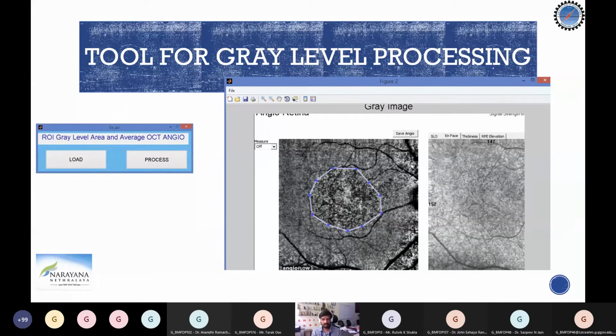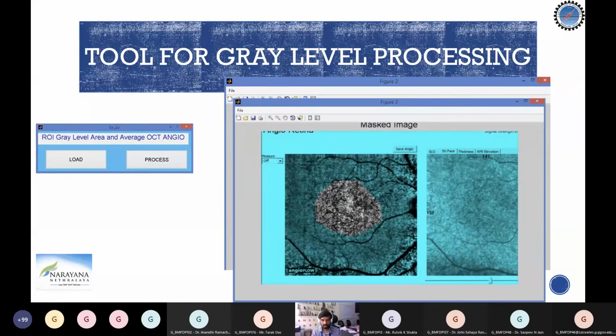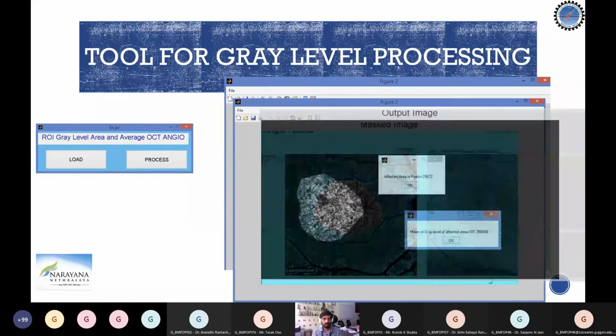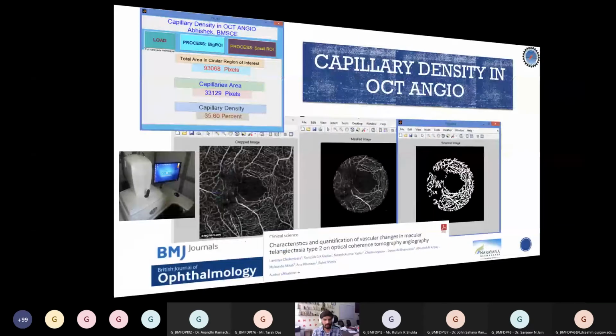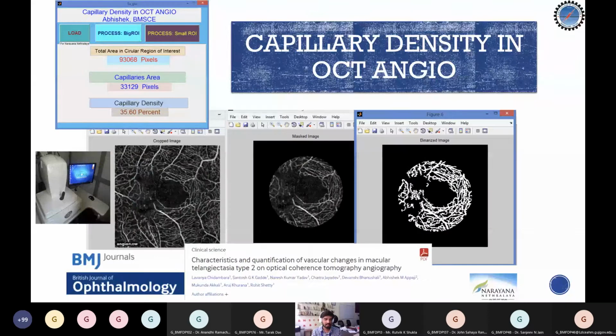With these images, they wanted to take one particular part, the middle part, what you can see, and find out the area, the gray level area, how much is the affected pixel, how much is the total area, and so on. We did a couple of such analyses, and we got published in one of the very famous journals in ophthalmology, the British Journal of Ophthalmology. They wanted it for 3x3, and they wanted it for 6x6. All these problems which I'm talking about, I got from doctors.